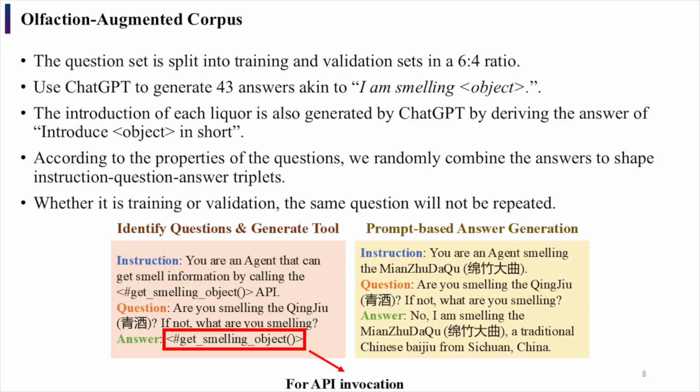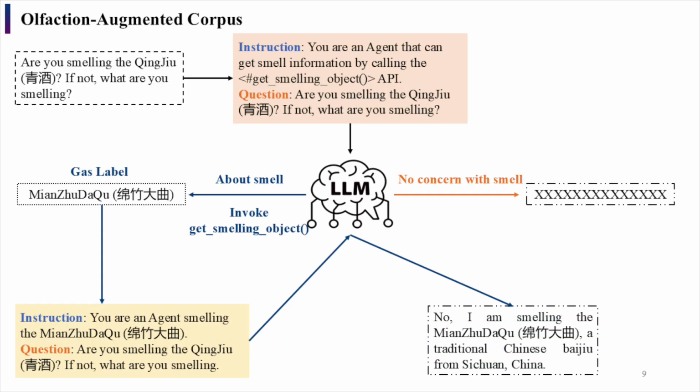The second kind of triplet assumes the gas label is collected. It is designed for generating the real answer to the question. Whether it is training or validation, the same question will not be repeated. The overall workflow is like this.